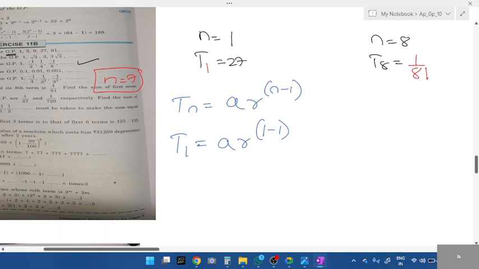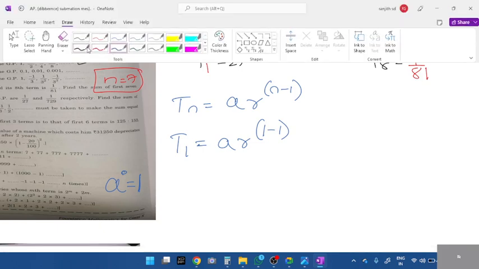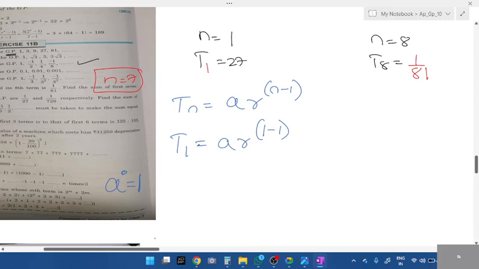Anything to the power of 0 is what, students? It is not 0, it is 1. Anything to the power of 0 is 1. Next. How come this is 1?